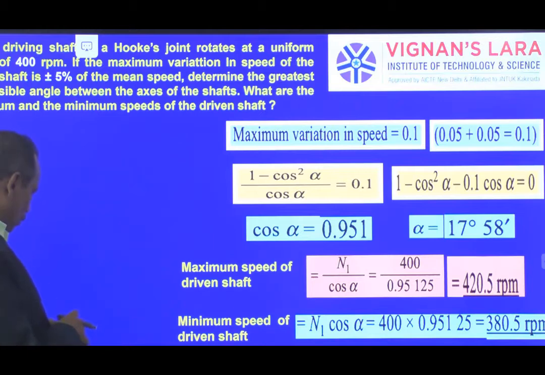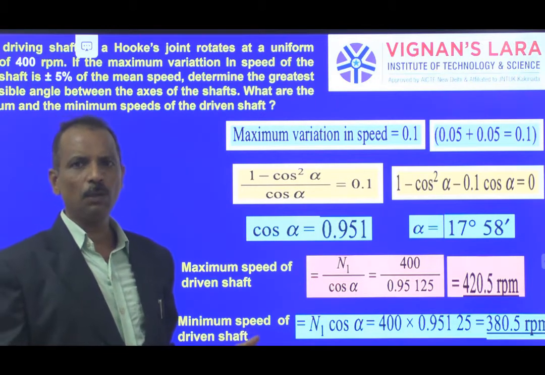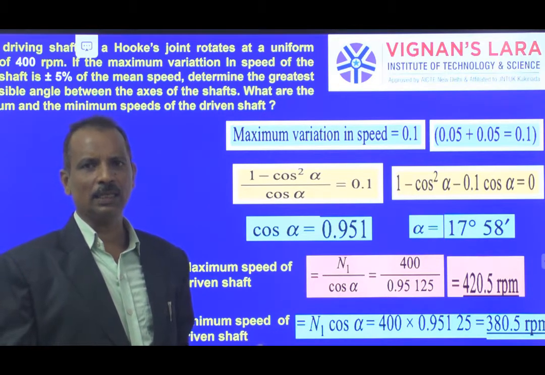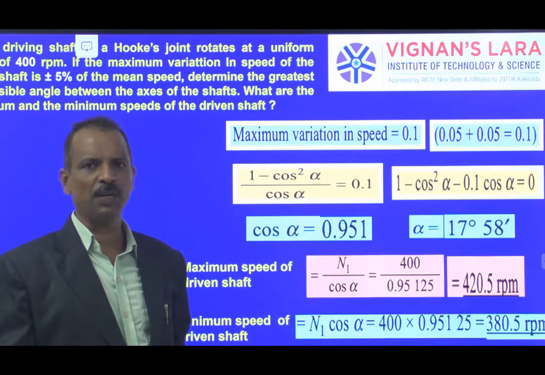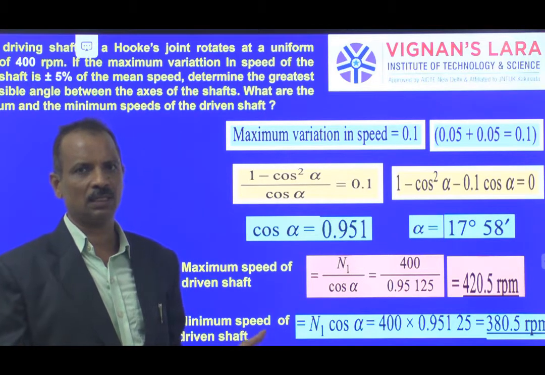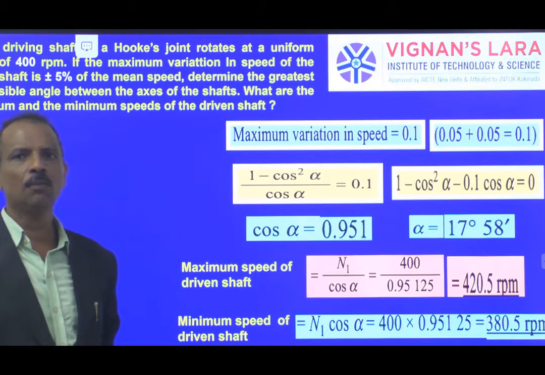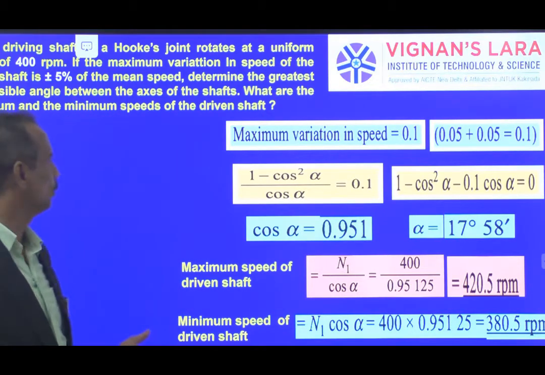So let us move to another problem. This is also similar to the previous problem, but the way of asking is in a different style. Rather than giving the maximum fluctuation of the speed, it is stated in percentage. Otherwise this problem is as good as the previous problem. Let us see what the problem is.